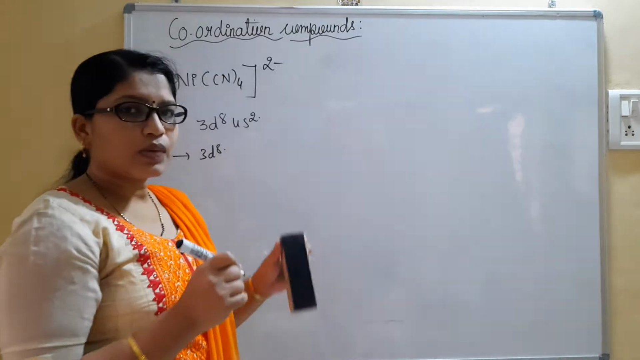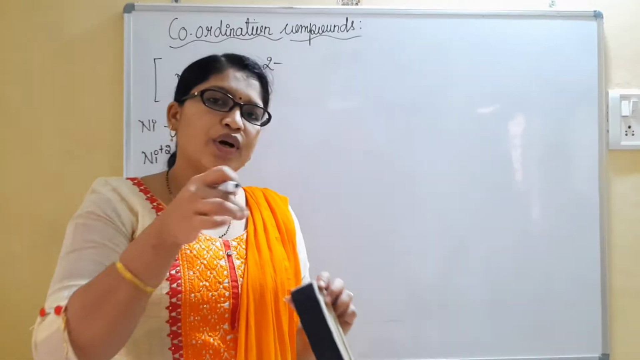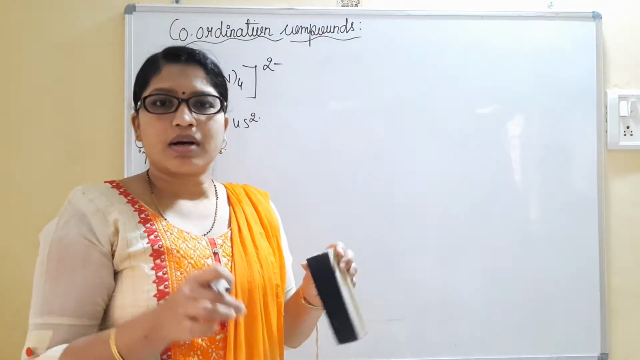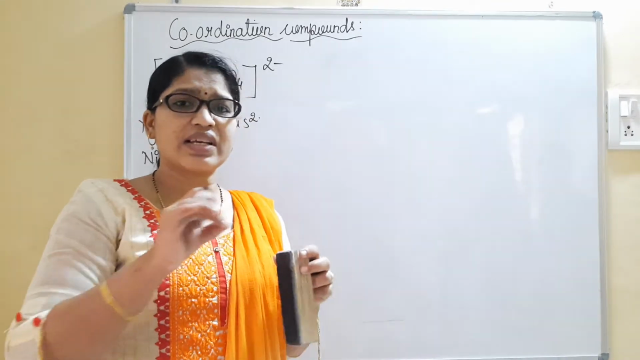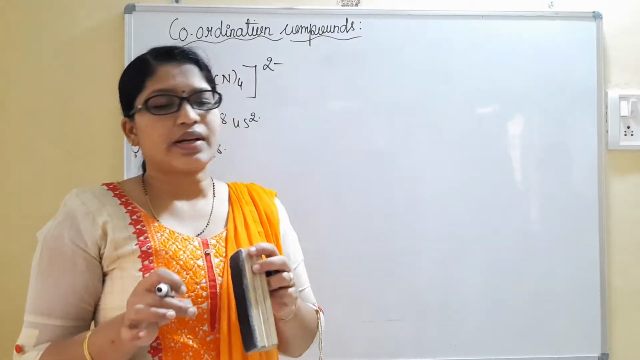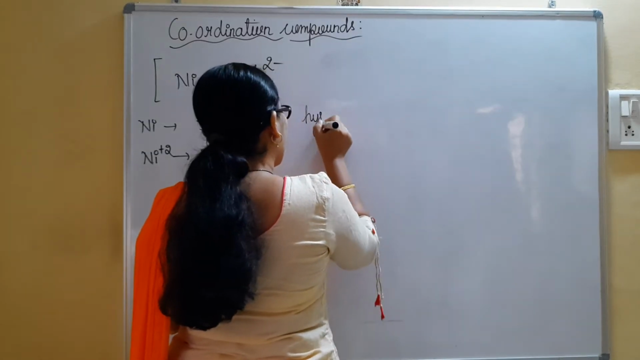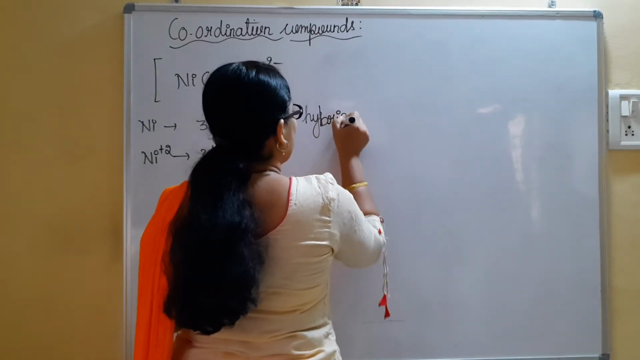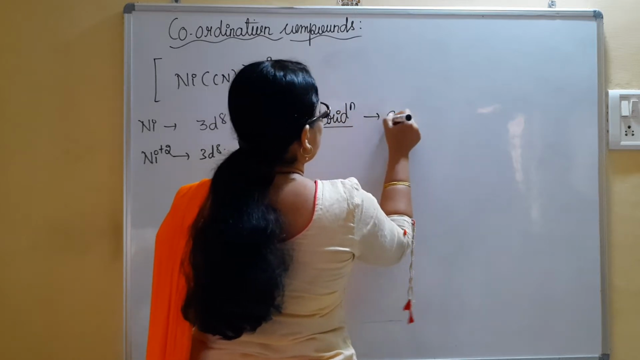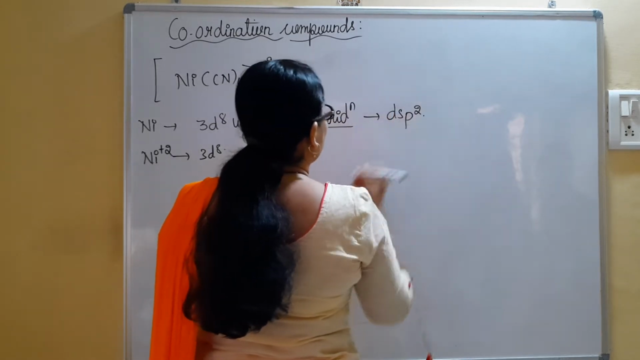And all the things that I explained here should be written point-wise. It is only for 3 marks. No need of writing each and every explanation. Point-wise, if you write, that is more than enough. So what is the hybridization we have found for this one? Yes, it is dsp2.